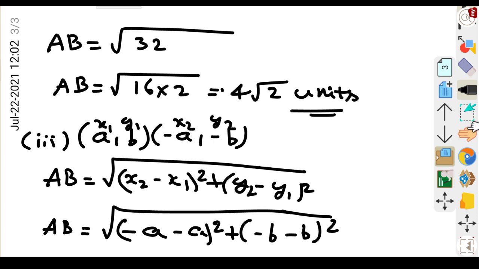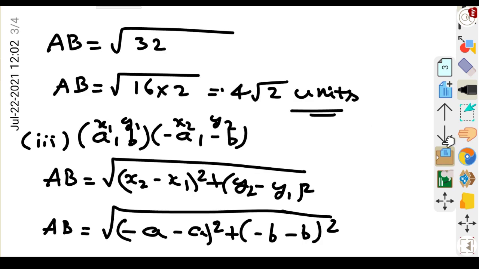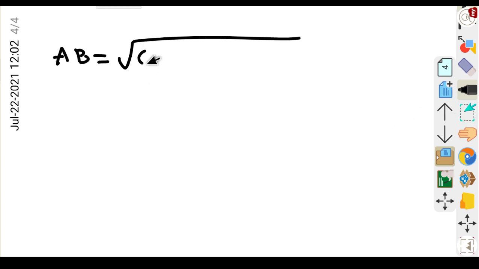Okay, so therefore AB equals the square root of, just observe here, minus into minus will be plus, so a plus a will be 2a, it's minus 2a. Here also minus into minus is plus, so b plus b is 2b, it's minus 2b. So therefore it's (minus 2a) whole square plus (minus 2b) whole square. Now this square is applied for both the number as well as the alphabet.